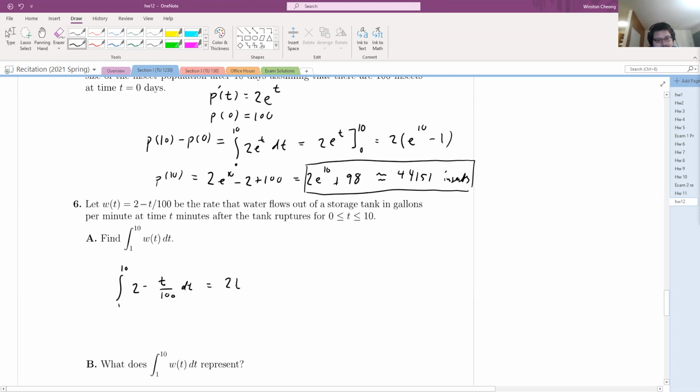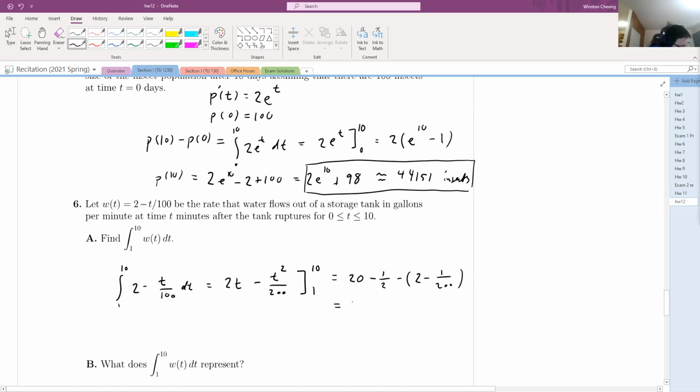Well, the integral of 2 is going to be 2t. The integral of t over 100 is t squared over 200. And then you evaluate this from 1 to 10. So that's going to be 20 minus a half, and then subtract off the evaluation at 1. So that's going to give you 2 minus 1 over 200.